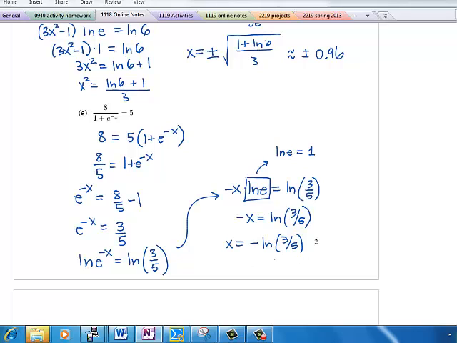Or you can say, well, that's a negative 1 as a coefficient. So if you wanted to, you could do the natural log of 3/5 raised to the negative 1, which would just be the reciprocal of 3/5, so the natural log of 5/3. That's fine too. So any of these are fine.